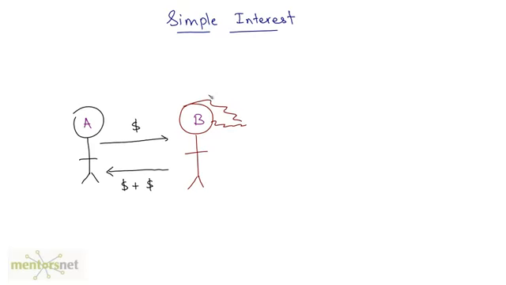Hello everyone. In this video we are going to talk about simple interest. So what is simple interest? Well, to know that, let us talk about these two people, A and B. Now A lends some money to B. In other words, B borrows some money from A. And B uses this money, and after her work is done, she returns the money to A.